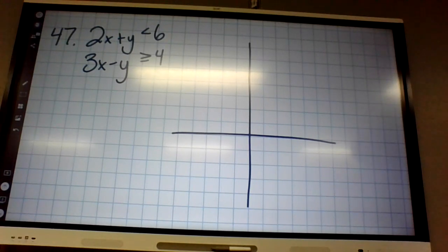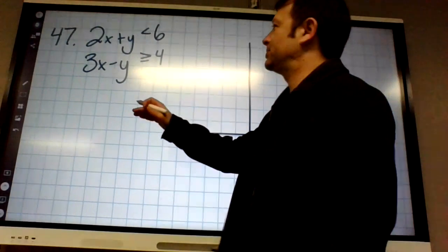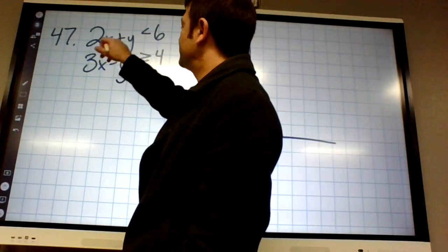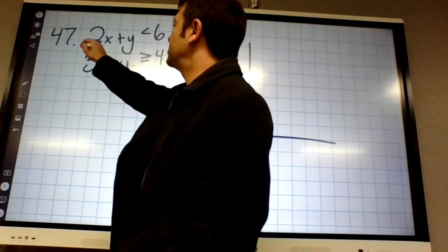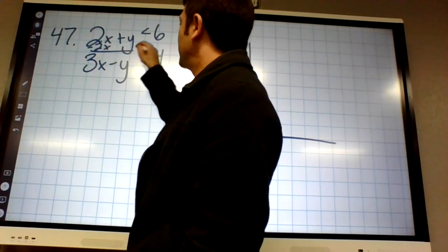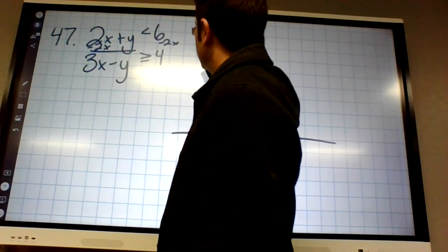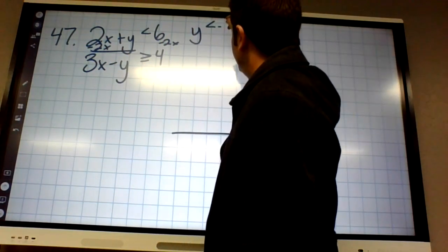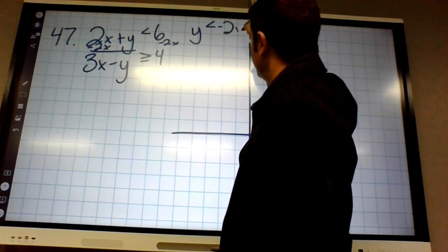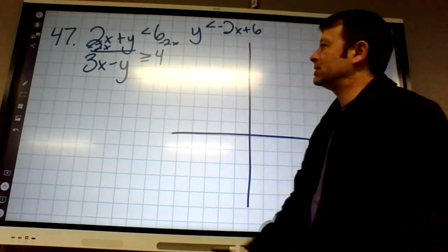What should we do first on this? Minus 2x, I want y by itself. I'm gonna put, instead of 6 minus 2x, I'm gonna put minus 2x plus 6.